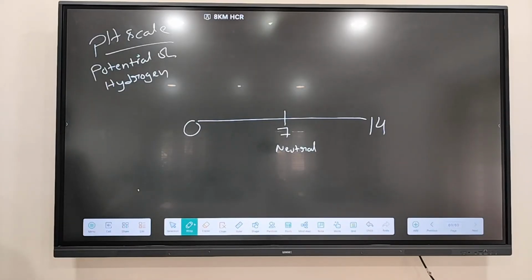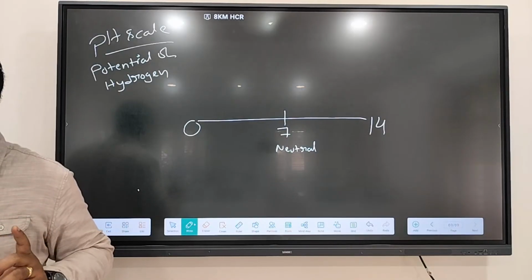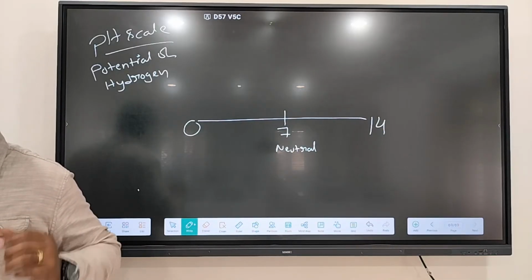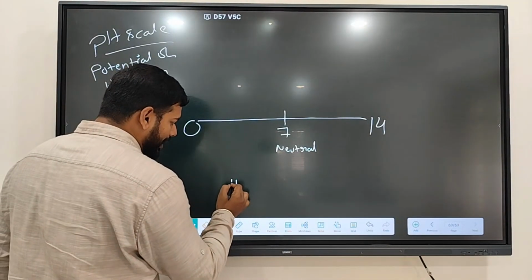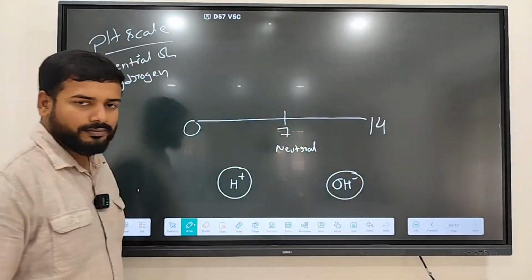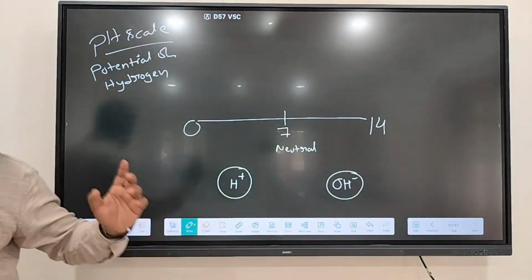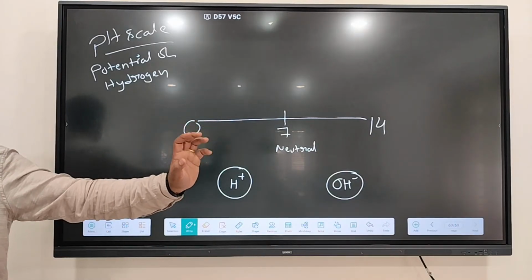See, in all the acids, which element is commonly present? Hydrochloric acid HCl, sulfuric acid H2SO4, nitric acid HNO3, carbonic acid H2CO3. Which is commonly present? H, hydrogen, right? In all the acids, hydrogen is present. Generally, acids will have H+ ions. Bases will have OH- ions: sodium hydroxide, potassium hydroxide, magnesium hydroxide, etc. Based on the hydrogen ion concentration, this scale is made. Potential of hydrogen, pH scale.